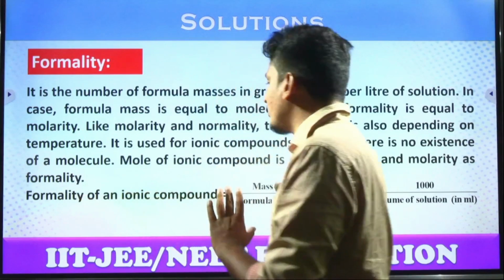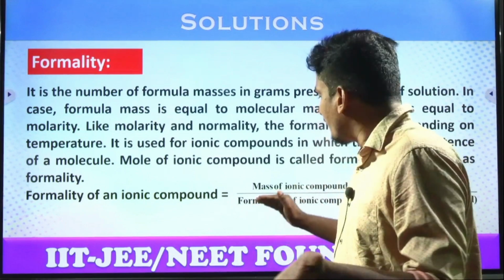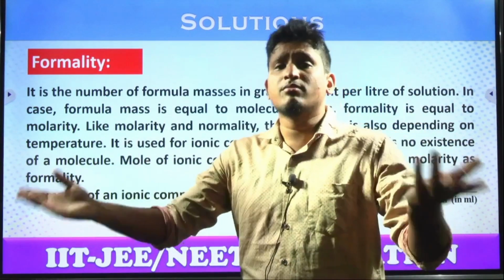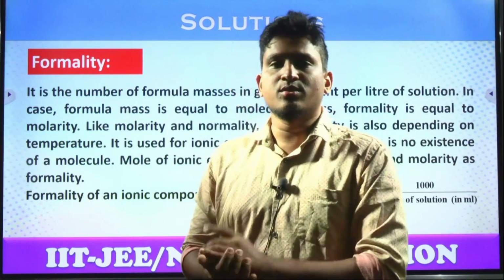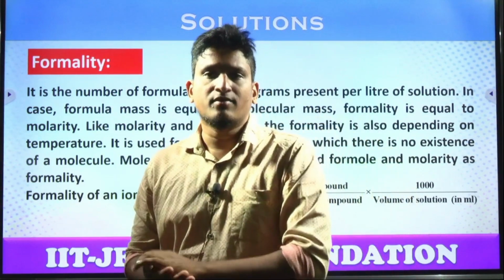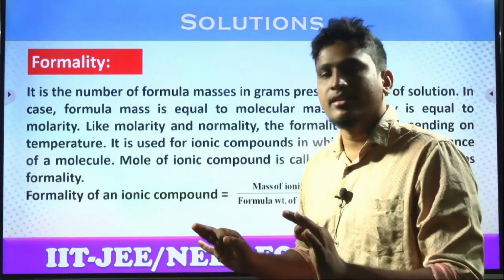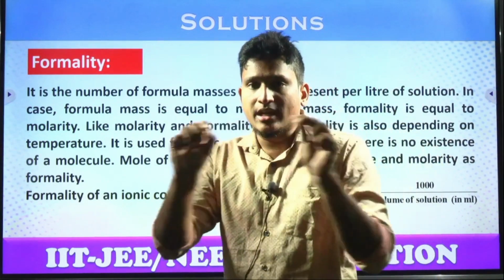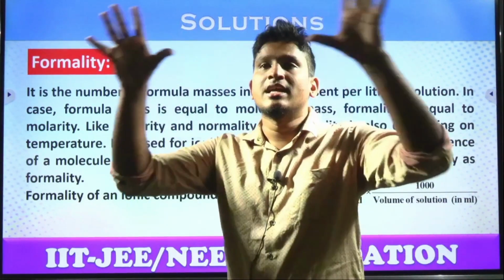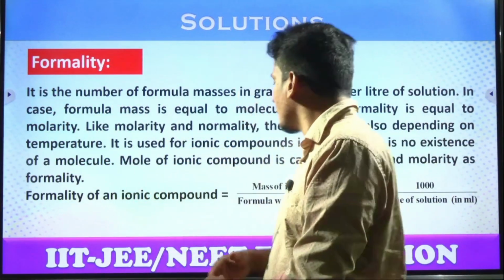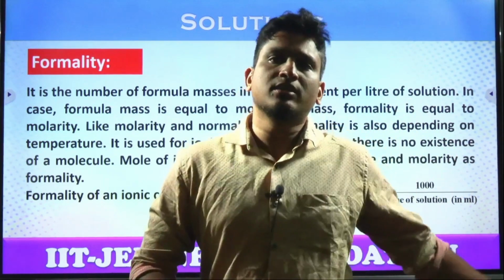So how do we write the formula? Formality equals the mass of the ionic compound by the formula weight of the ionic compound, into 1 by volume in liters. What is formula weight? Same as molecular weight. Sodium chloride: sodium is 23, chlorine is 35.5, so the molecular weight is 58.5, and the formula weight is also 58.5. By name, to specify an ionic compound, we call it formula weight, because ionic compounds exist like a cluster, in a crystal lattice. If the volume is in ml, use 1000 by volume in ml.